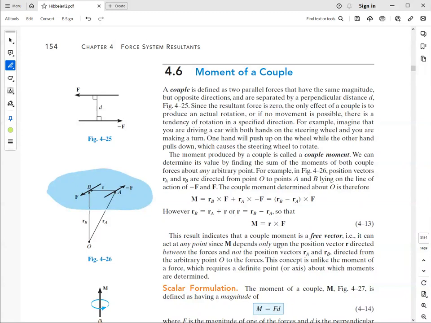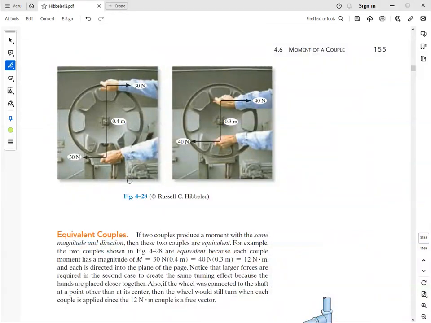Moving to section 4.6, here we have what is called the moment of a couple. It's pretty common in practice to apply equal and opposing forces that are at a given distance, and the forces are equal and opposing, so they cancel each other if you sum forces. But because of them being offset by, in this case, 0.4 meters, that's going to cause a rotational effect.